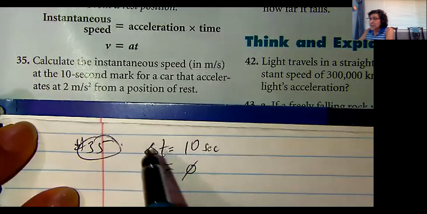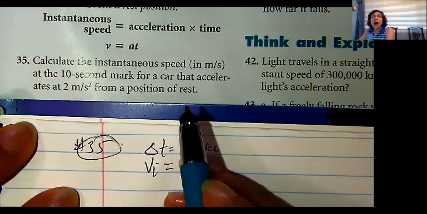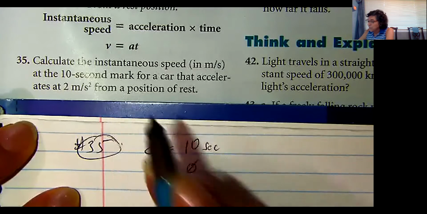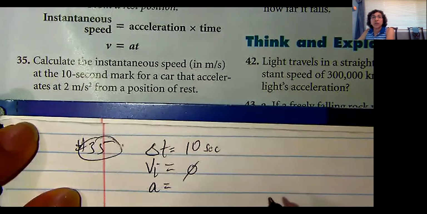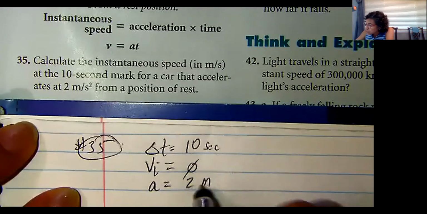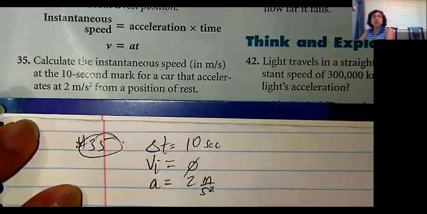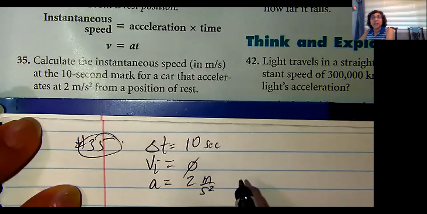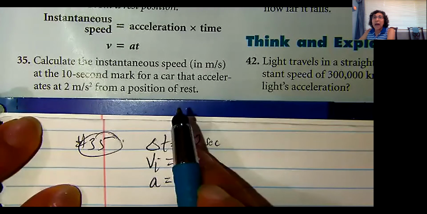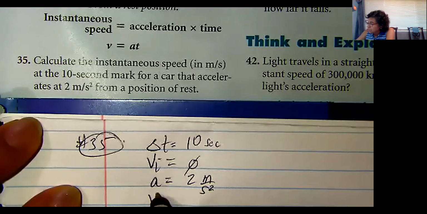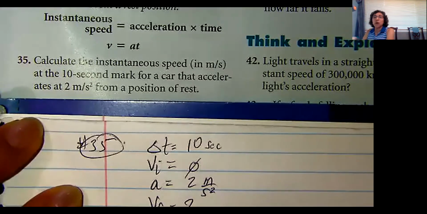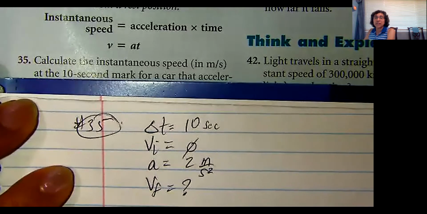And then I know that it got up to, oh, we want to know how far it got up to. It tells you the acceleration. Here it tells you the acceleration is 2 meters per second squared. And they want to know what is the final velocity at that instant. I'm going to call it the final velocity. That's what we want to know.